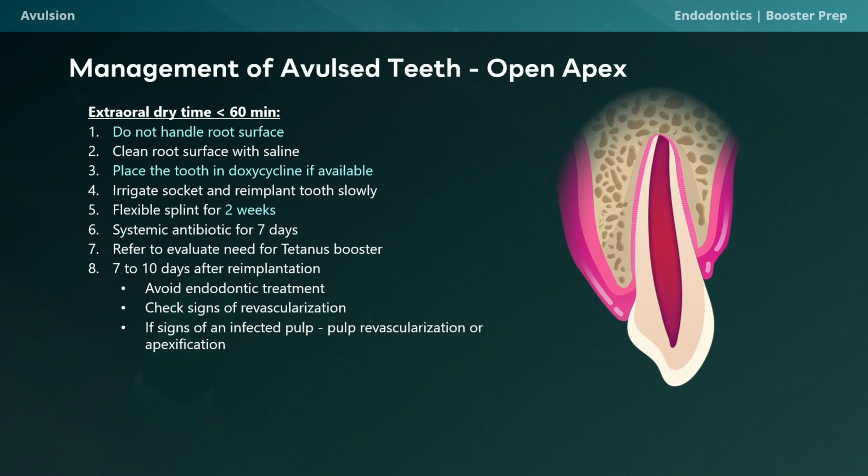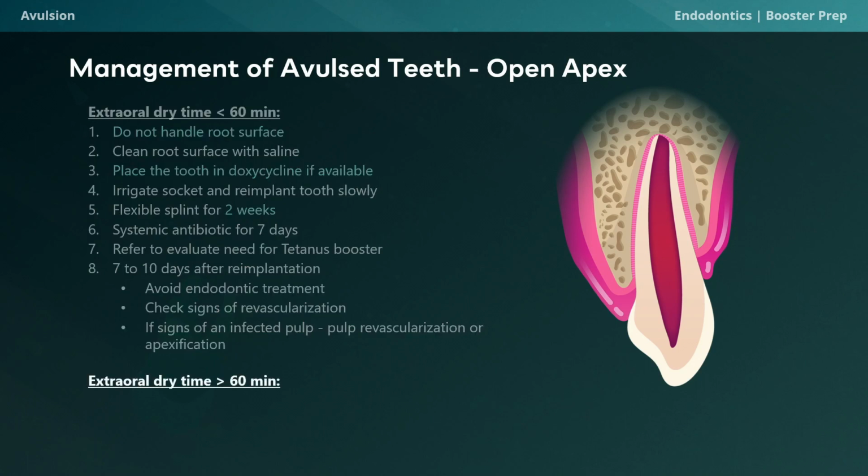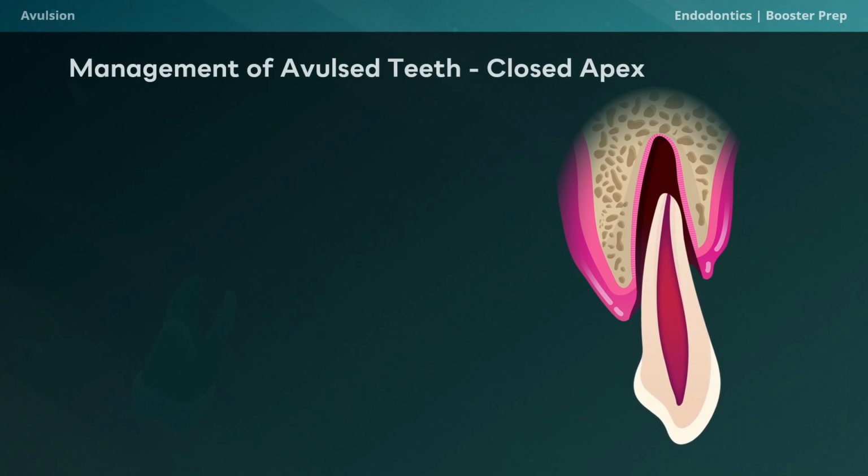procedure. Now on the flip side, if the tooth has been dry for more than 60 minutes, nothing really changes. You want to do the exact same procedures as listed above, but with the additional removal of debris and necrotic periodontal ligament tissue. Okay, now let's consider the management of an avulsed tooth when we have a fully matured tooth.